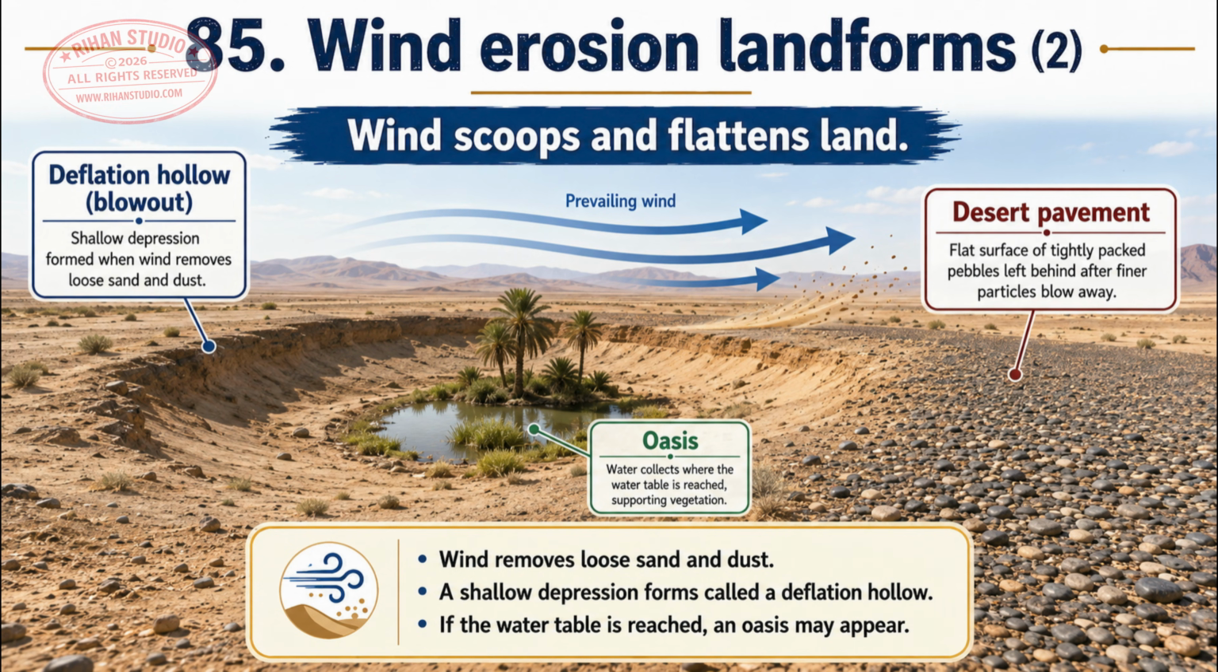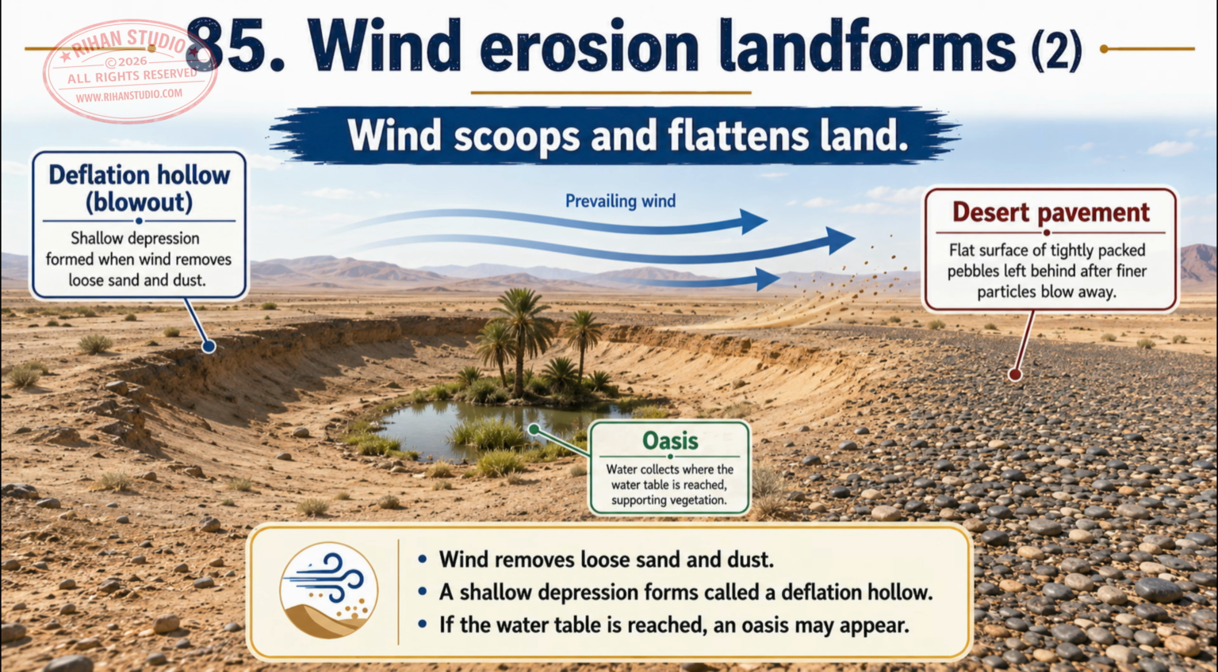Wind erosion landforms 2. Wind scoops and flattens land. Deflation hollows or blowouts are shallow depressions where loose material is removed. Desert pavements are flat surfaces left after fine particles blow away. Wind also lowers and flattens the land.